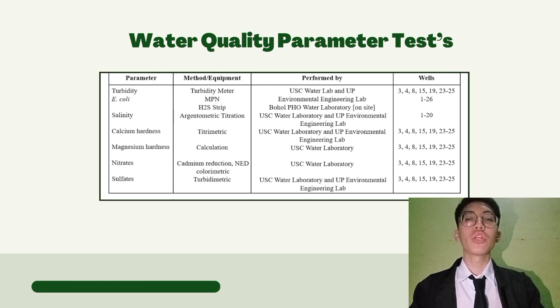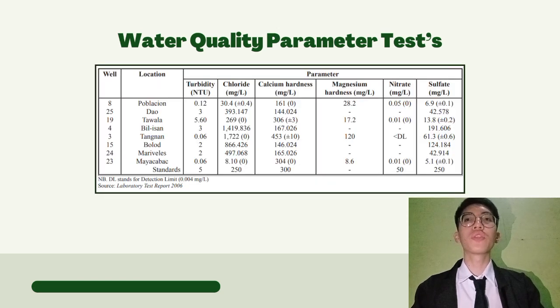Water quality parameter test. The table summarizes the different water quality parameter tests, the methods used, and the organizations that help with the analysis. Table 3 presents the results of the water quality test for each well. It includes data on turbidity, chloride, calcium hardness, magnesium hardness, nitrate, and sulfate levels. This provides a detailed look at the water quality data collected.